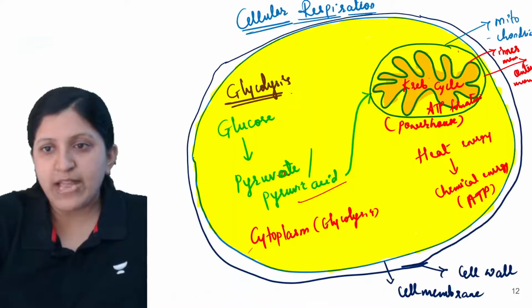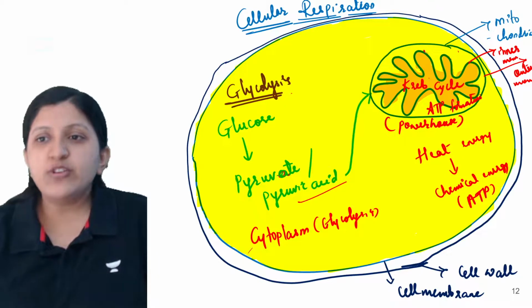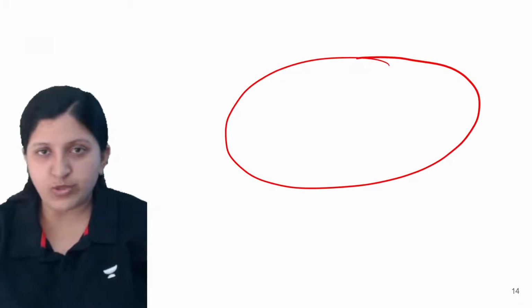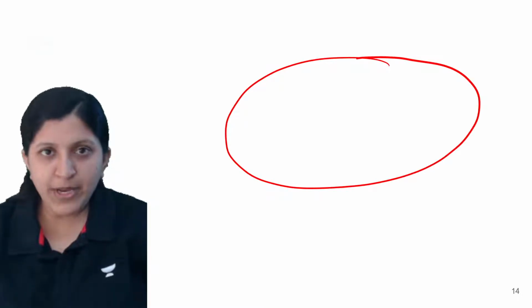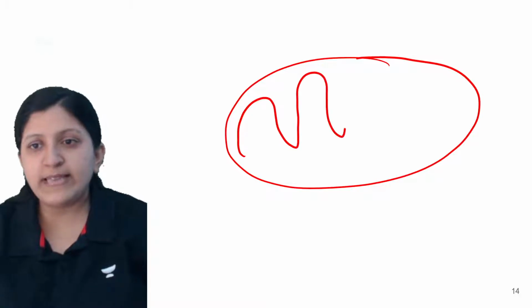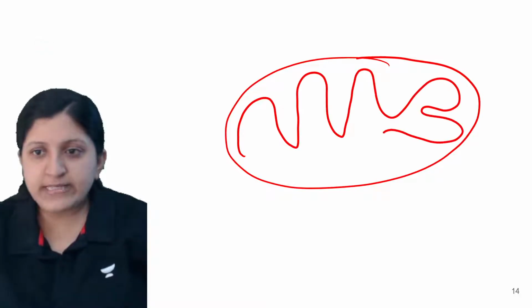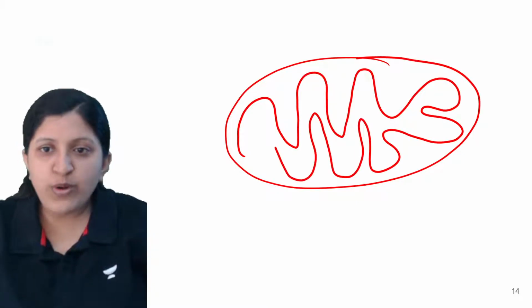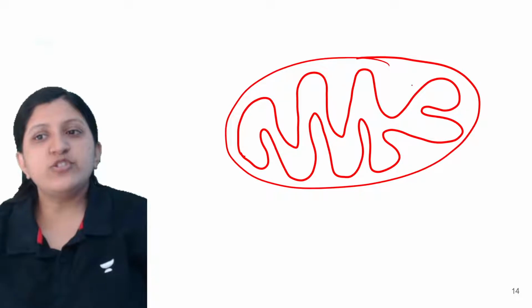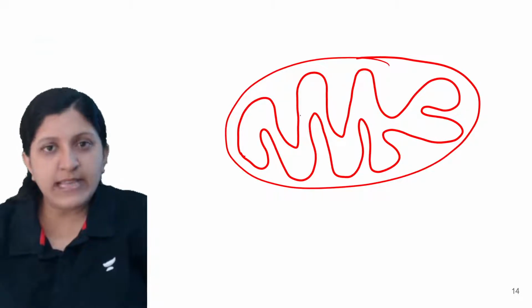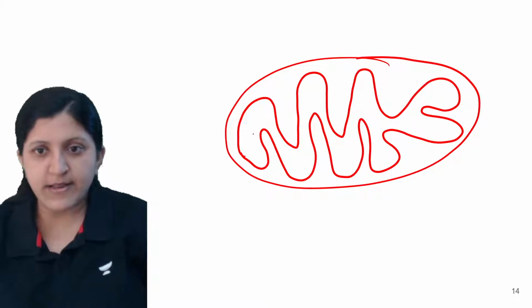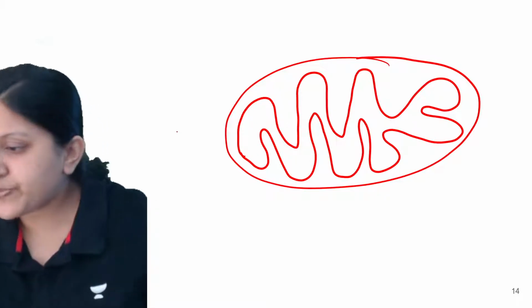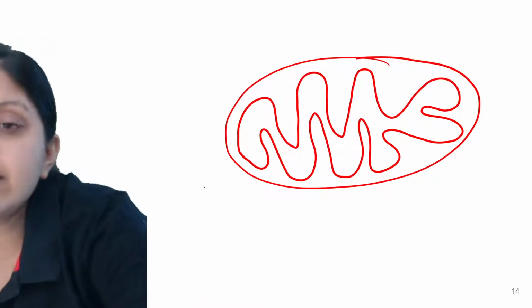So what is cisternae? Cisternae is this one. I'll just show you. You see this membrane folding? I'll draw here and explain. Let's say this is a mitochondria. This is the outer membrane and the inner membrane of the mitochondria. The inner membrane has foldings like this, and these foldings are called cisternae. Inside this, the matrix will be there. And cisternae is where the chemical reactions occur in the mitochondria.